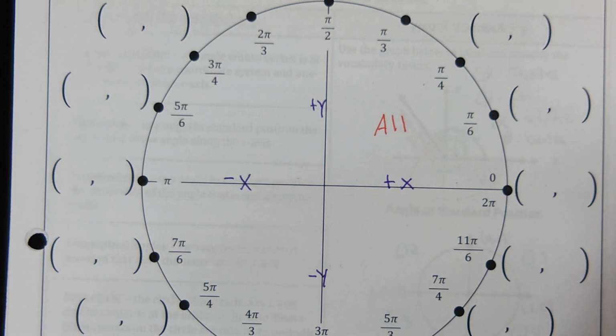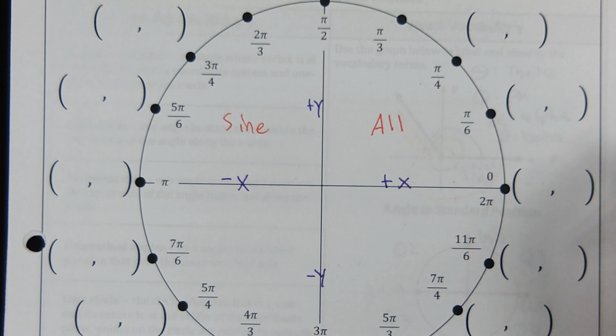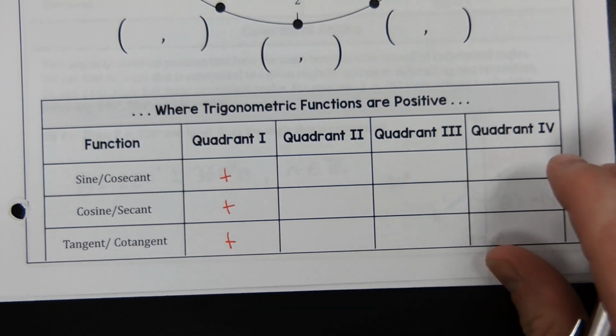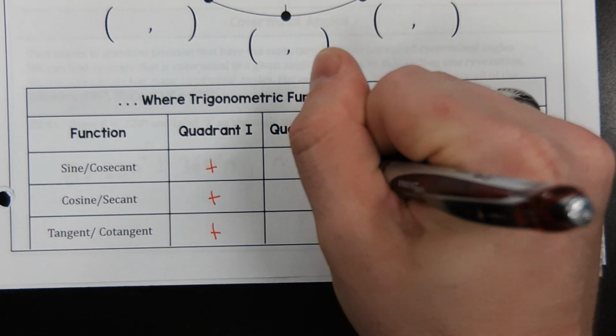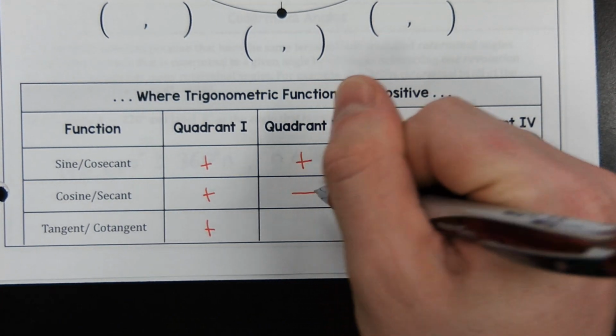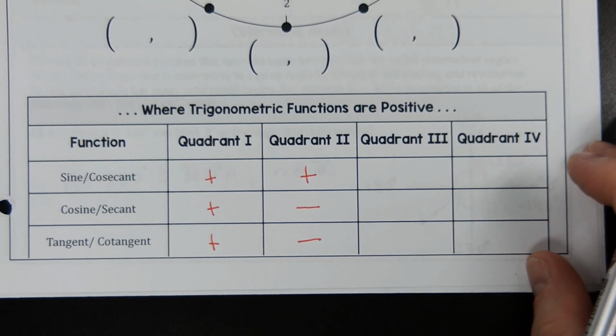Anywho, in quadrant 2, x is negative. That means cosine is negative, but what's still positive? Sine is still positive because sine uses only the y values in the unit circle. This is the unit circle, by the way, so we're saying the radius is always 1. So in quadrant 2, both sine and its reciprocal are positive. However, cosine and its reciprocal secant are negative, and tangent and its reciprocal cotangent are negative.